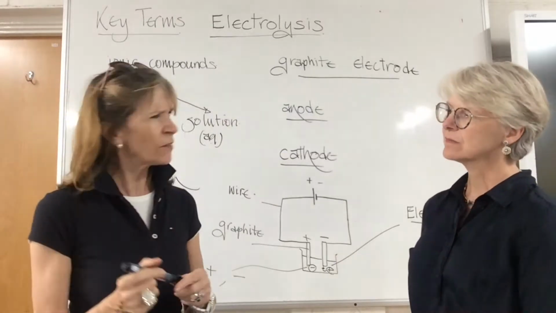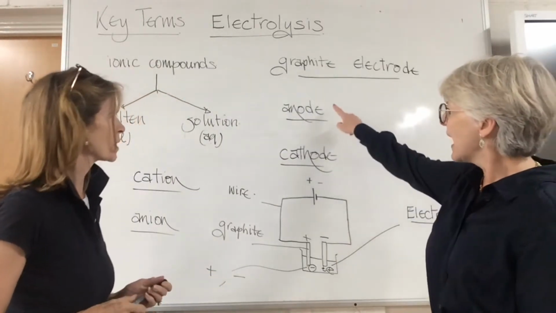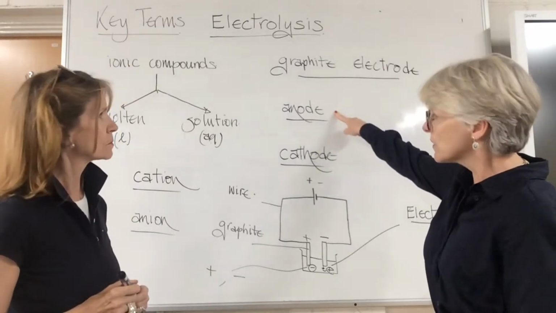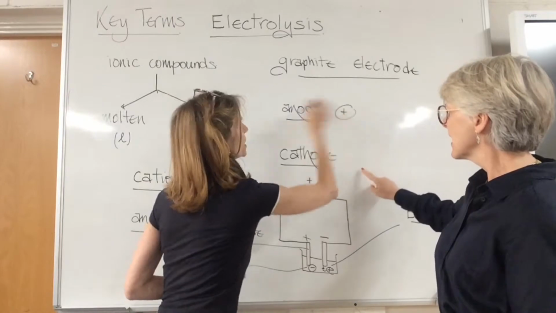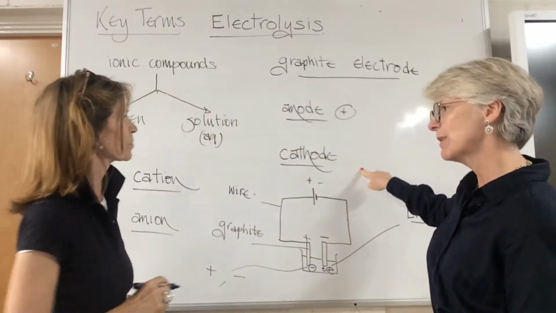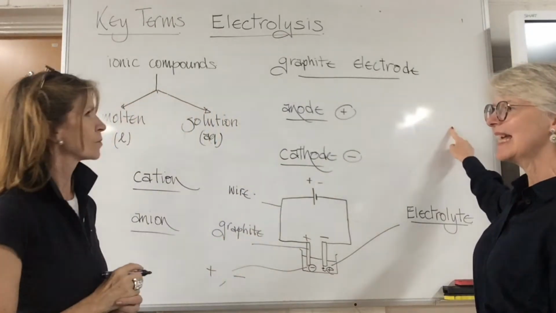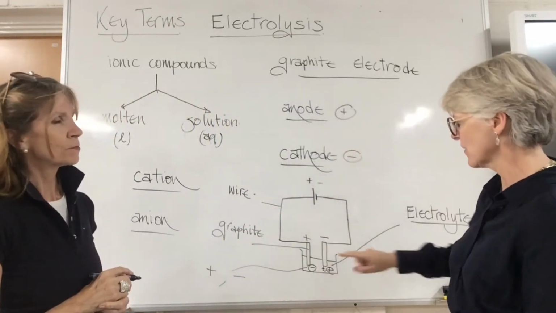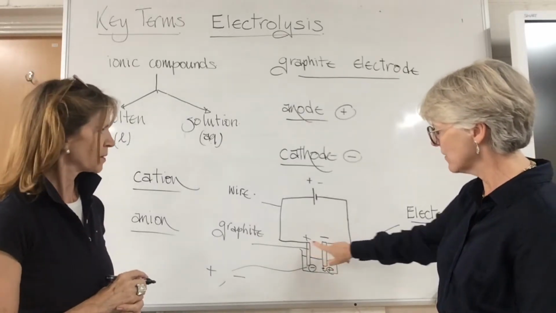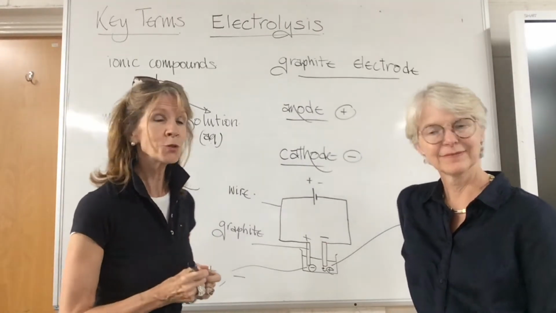Now, Dr. Bourne, do they have any special names? Indeed they do. Now, the anode is the positive electrode. So it's positive anode, negative cathode, and people sometimes remember that by the mnemonic PANC. Positive anode, negative cathode. So this is the positive anode and this is the negative cathode. You learn something new every day, don't you?